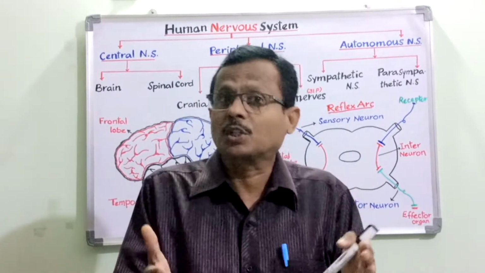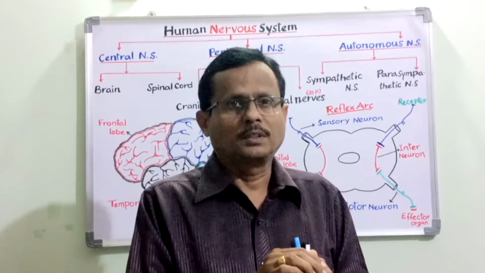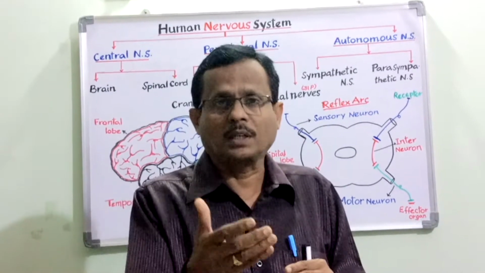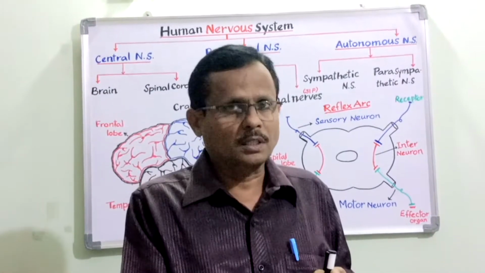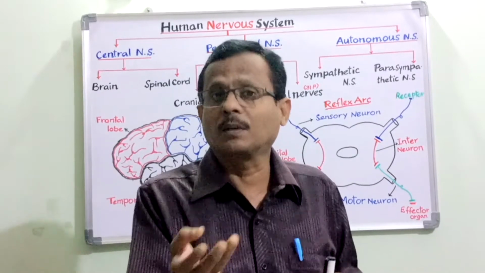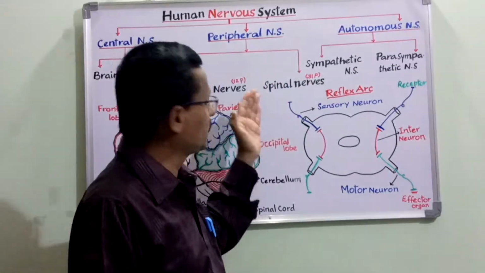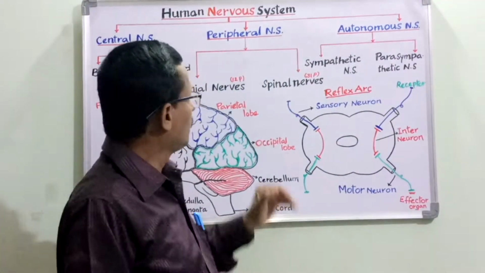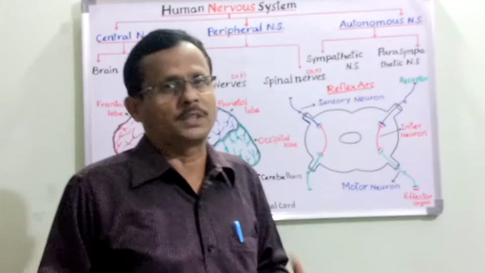Then what about the mixed nerves? Here the mixed nerves perform both the functions. So these are very important compared to the other ones. The sensory nerves, also called afferent nerves, the motor nerves, also called efferent nerves, and the mixed nerves constitute the nervous system in our body. Now there are 31 pairs of spinal nerves spread all over the body.